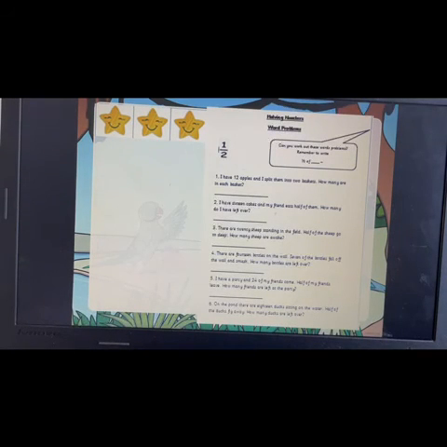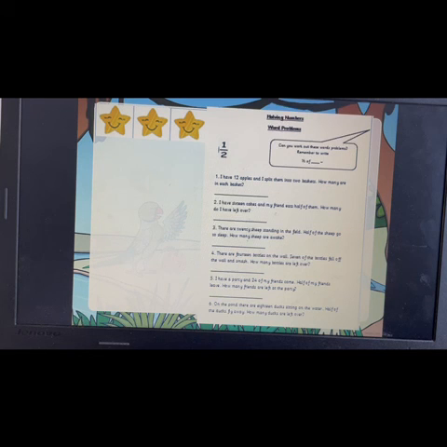And your three star job today, year ones, is halving numbers using word problems. You might not get onto this job. You might just do a one star job. You might just decide to do a two star job. And that's absolutely fine. Don't worry, as long as you're trying your best. But your three star job today is halving numbers with word problems.